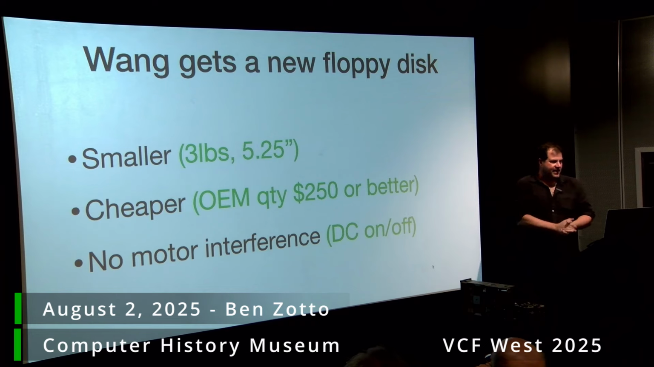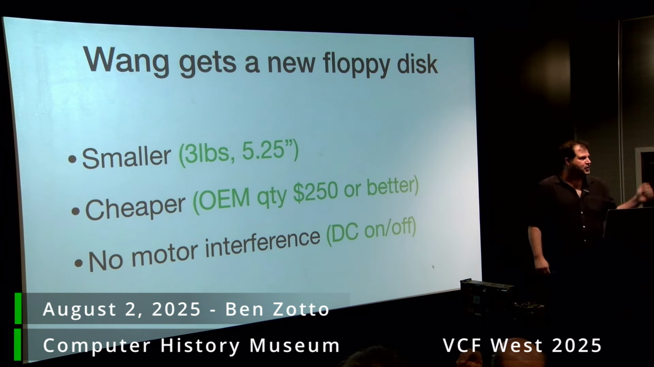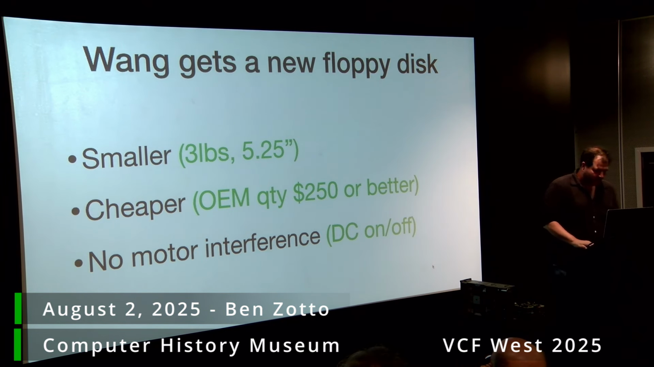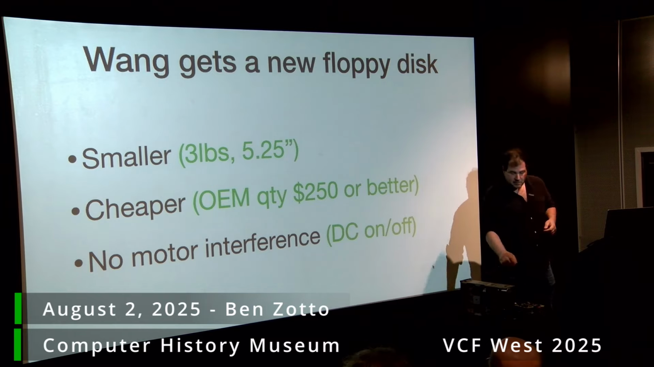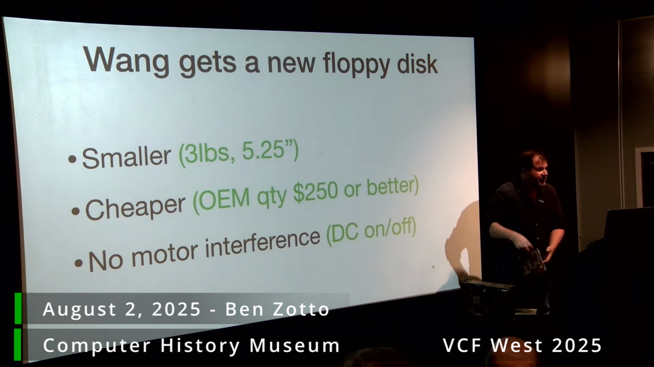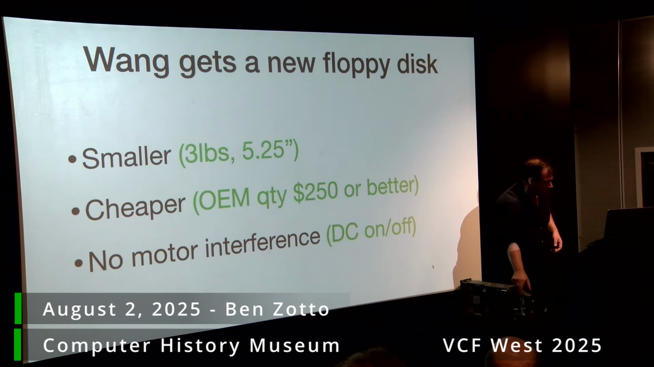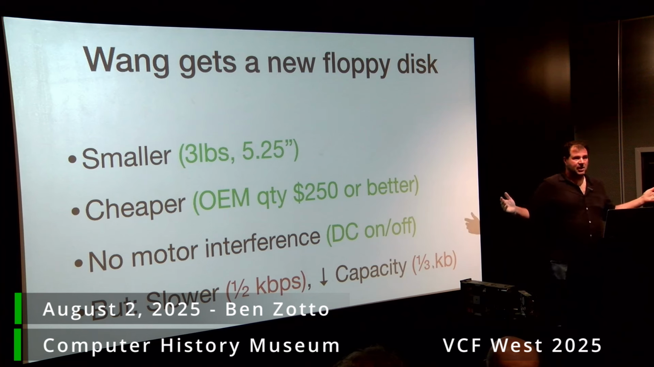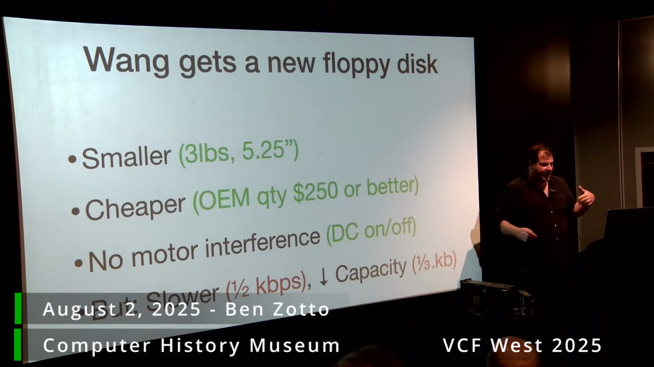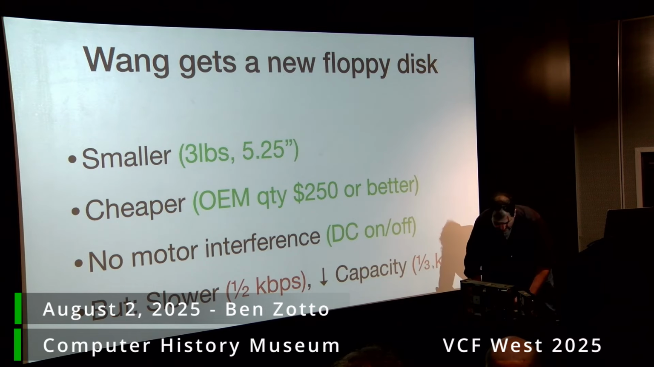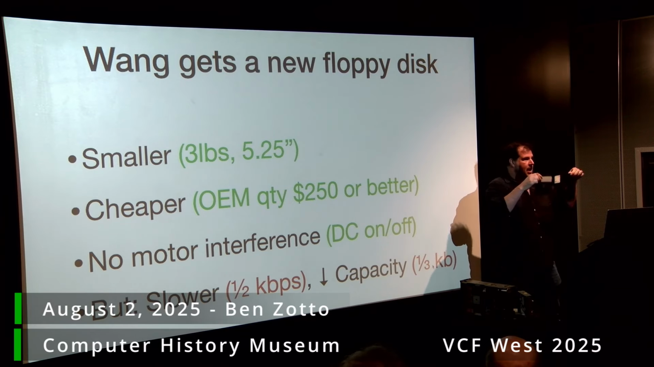So Wang gets a new floppy disk. It's smaller, it's cheaper. The OEM quantity is at most $250, which is good for Wang. There's no motor interference. They decided to put a DC motor in, and now the DC motor is controlled through the interface. So the host system can turn the motor on and off as it needs. It's not running all the time. The downside: slower, half the data rate, and less capacity, as you can imagine. But everything else is the same.